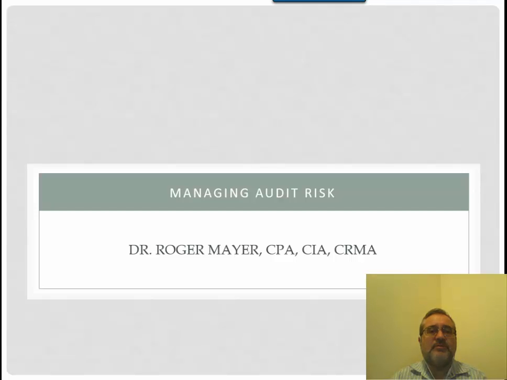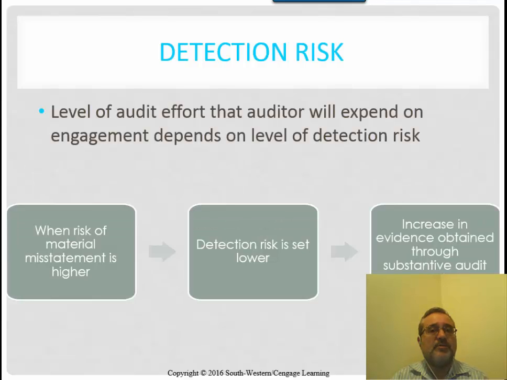In this session, we're going to be focusing on managing audit risk. As we've talked about in the prior presentation, audit risk is the product of inherent risk, control risk, and detection risk. The two elements that we're going to focus on in this lecture relate to the inherent risk and the control risk. Keep in mind that our goal as it relates to managing audit risk is that the auditor does not want to issue an unqualified opinion when in fact there are material errors within the financial statement.